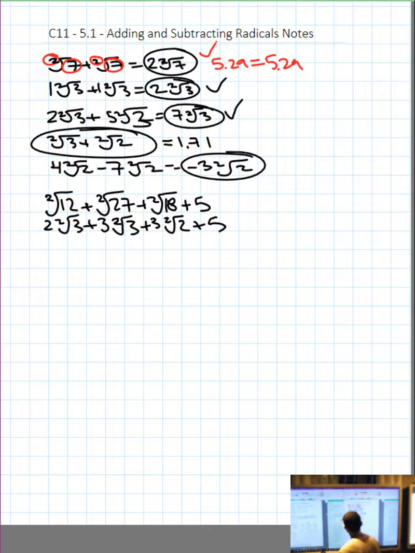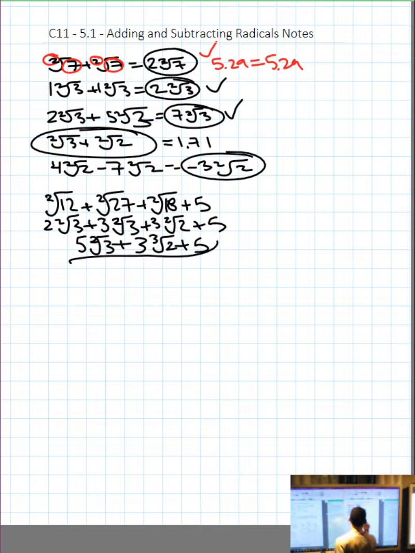So do we have any like terms? Well, yeah. We have 2 root 3's and 3 root 3's. So we can add the coefficients. We're going to get 5 root 3's, and we're going to carry everything else down. So we have this 3 root 2 and this plus 5. We can't add or subtract those. They're not like terms. Circle your answer. Notice, if we're just going to do one step, do it to the right. But if we're going to go down, it's going to be prettier to go down and do your side stuff off to the right. So check your answer. Type the question into the calculator. Type the answer into the calculator. Better be the same.